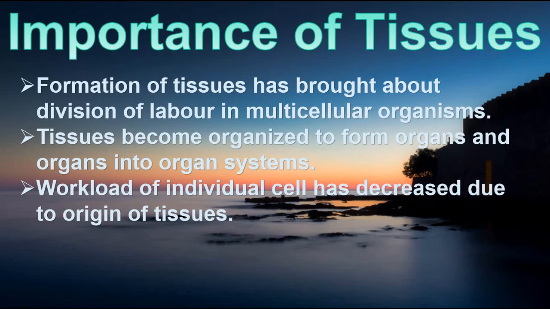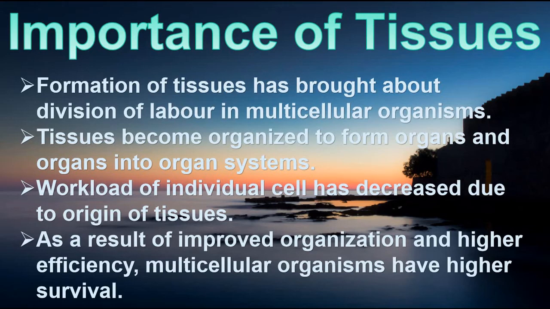And another importance of tissue is that the workload of individual cells has decreased due to the origin of tissues. So the cells which do a particular common function together form a tissue, right? When there is a group of cells, one cell need not do as many works because there is a group of cells to do a particular work. If you observe a unicellular organism, only one cell should do all the activities inside the cell, but in multicellular organisms, each cell need not do that much work because there are multiple cells present in the entire body to look after other functions. So they do one function very efficiently, as we can say.